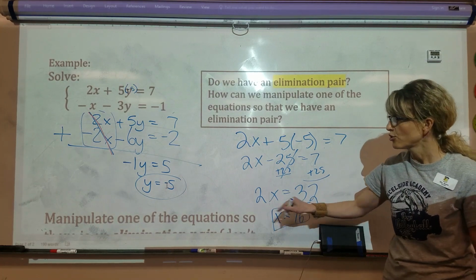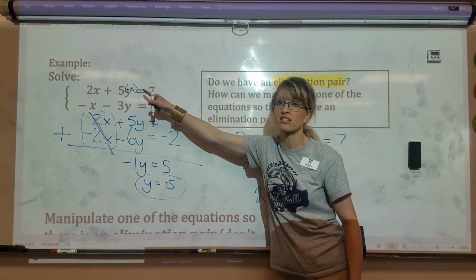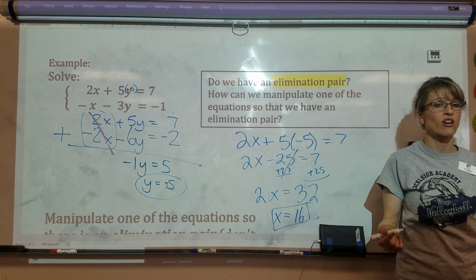16. I got two solutions, 16 and negative 5. If I wanted to check it, I could substitute them back into both and make sure it's right.